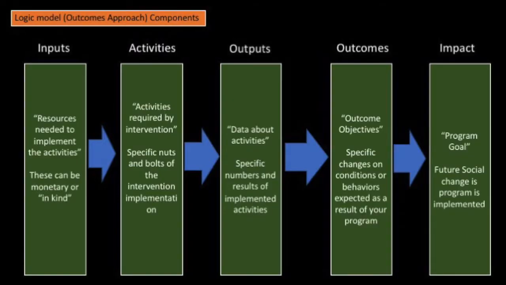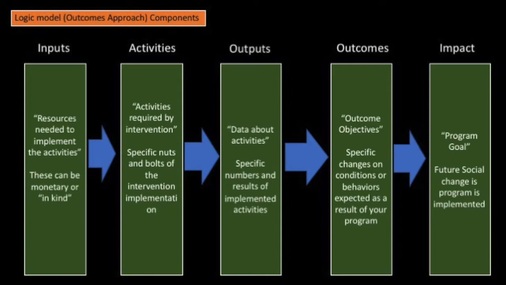It is read left to right, but it's constructed from right to left. You start with your impact, which is your program goal. This is a statement of the future social change the program is intended to achieve. If you're going to get to that goal, then some outcomes have to be met. The outcome objectives, which we discussed in a previous lecture, are statements of the specific changes in conditions or behaviors expected as a result of your program being implemented.